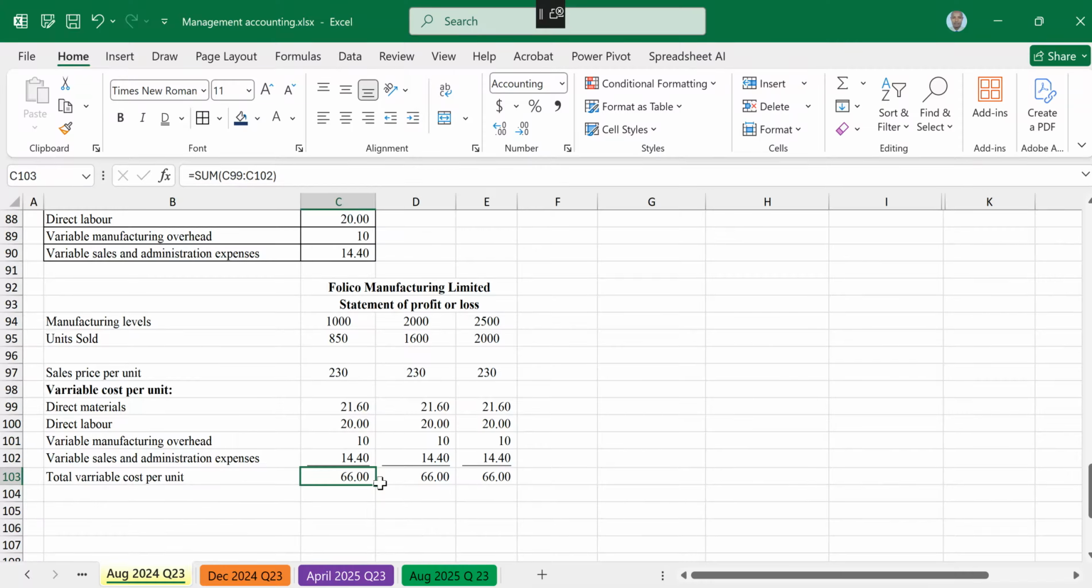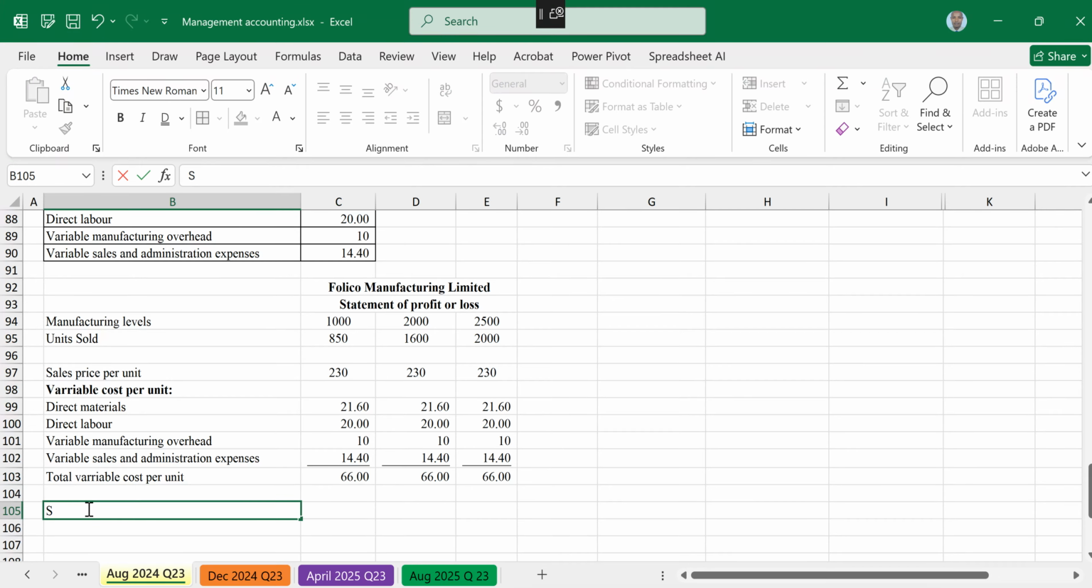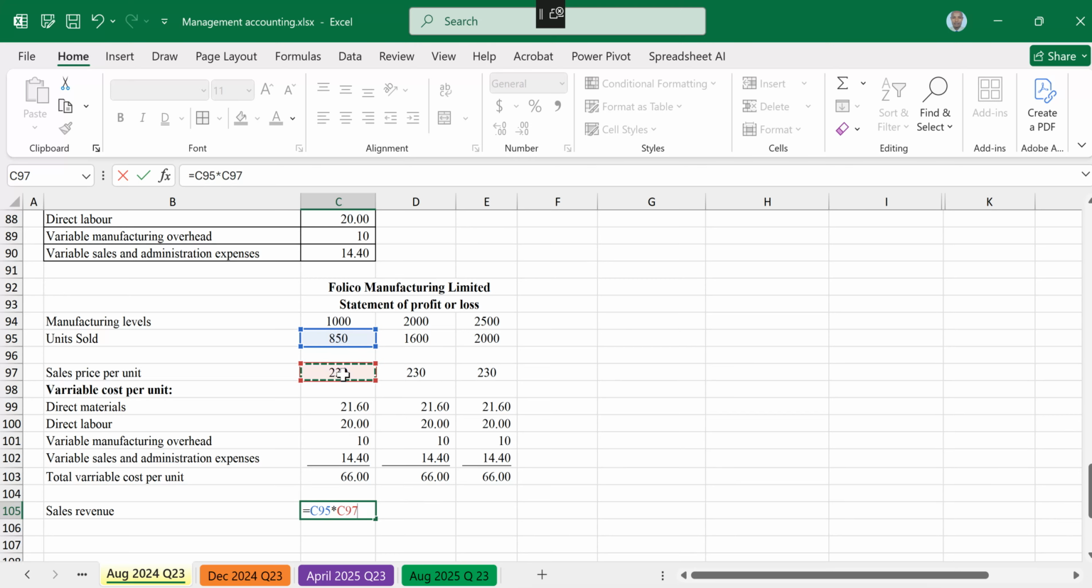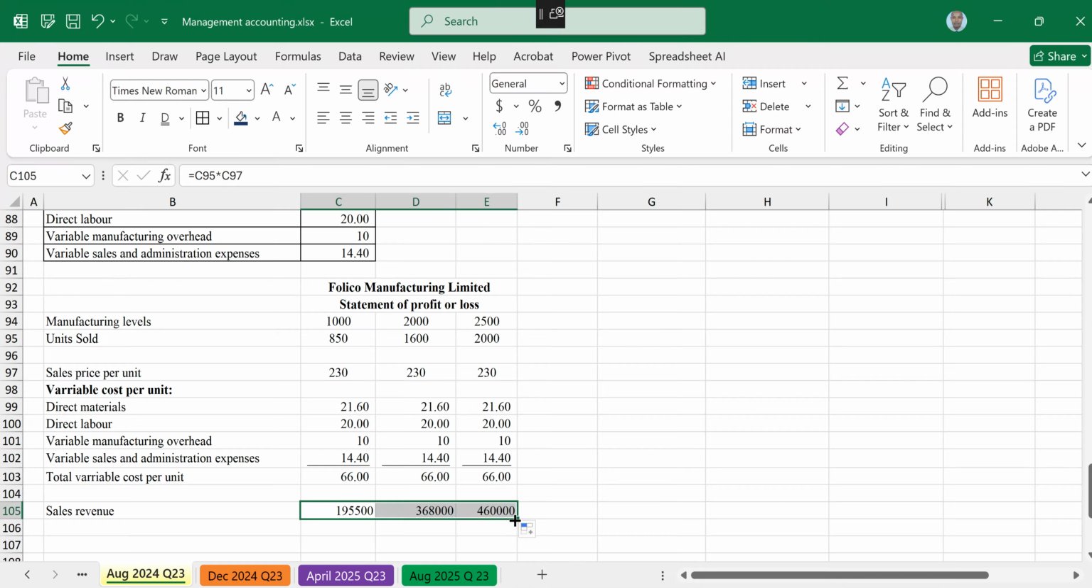Now give me the sales revenue. Sales revenue will be equal sign, the units sold times the sales price per unit. Enter, and drag across. That is the sales revenue.